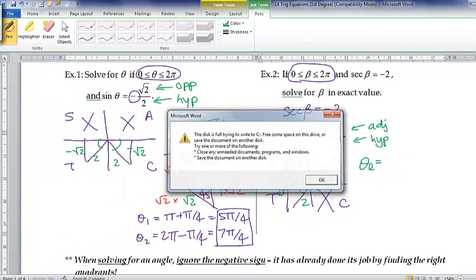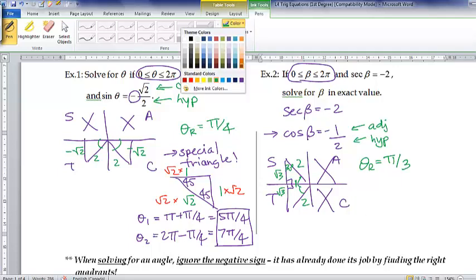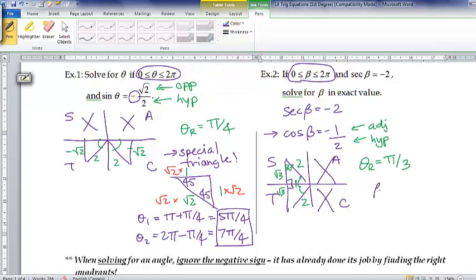Since they gave me radians in this question, I should answer in radians as well. 60 degrees is pi over 3. So there's my reference angle. From there, all I need to do is go back and figure out what is the standard position in my interval, 0 to 2 pi.